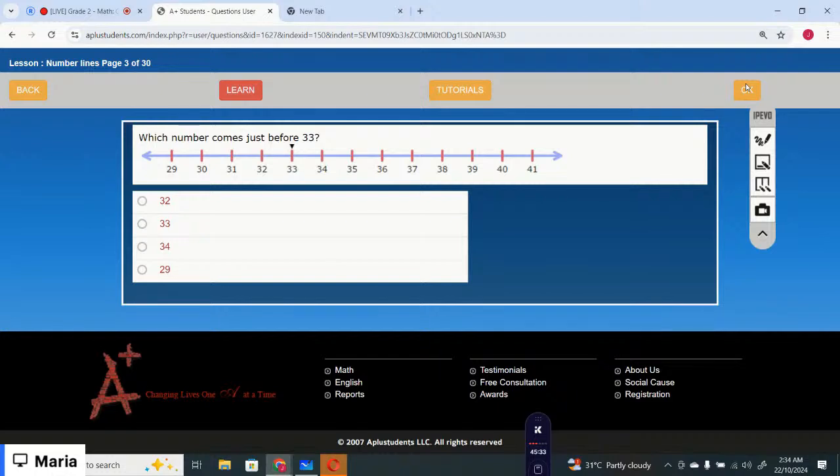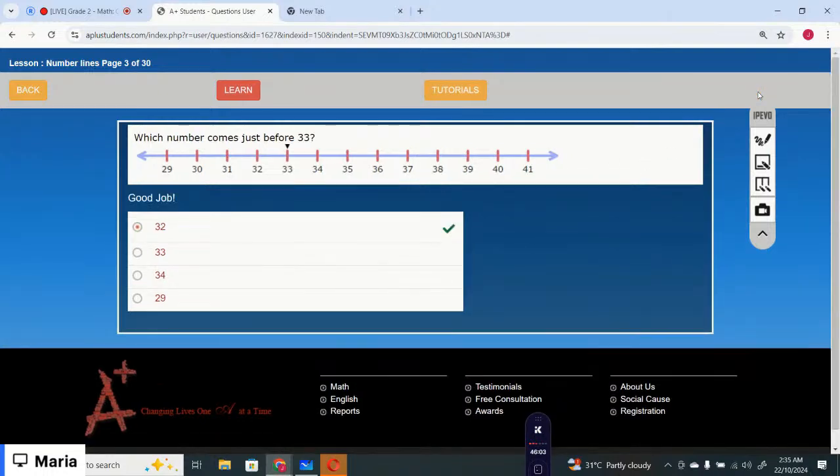Which number comes just before 33? So which is the correct option? Just before 33, you have 32. The correct option is option number 1, that is 32.